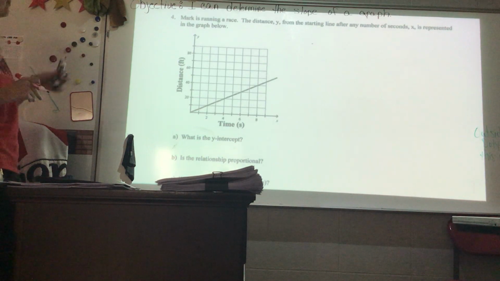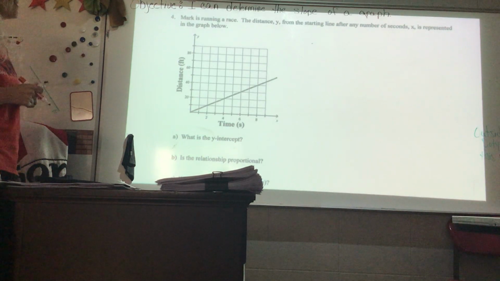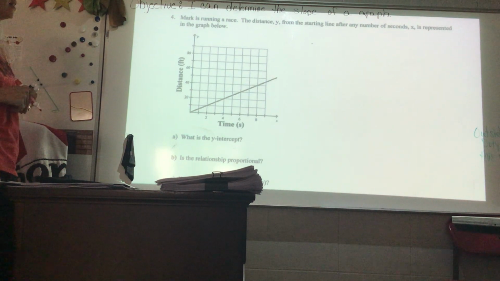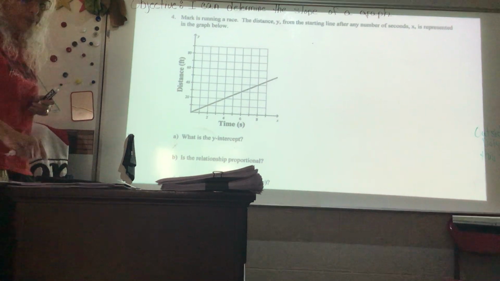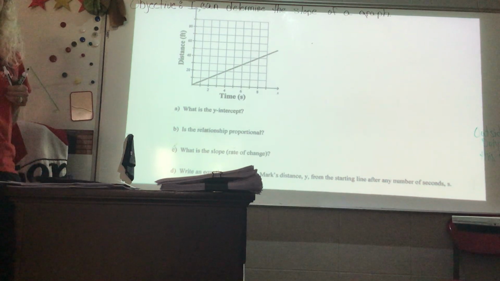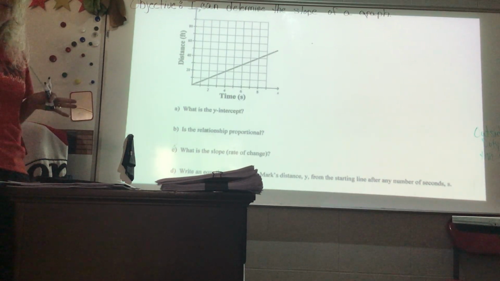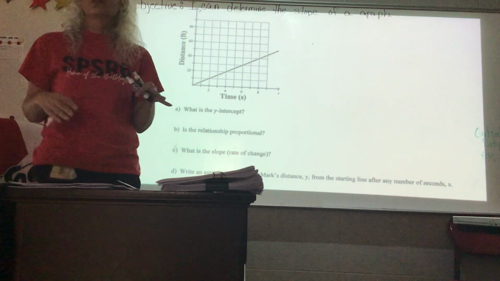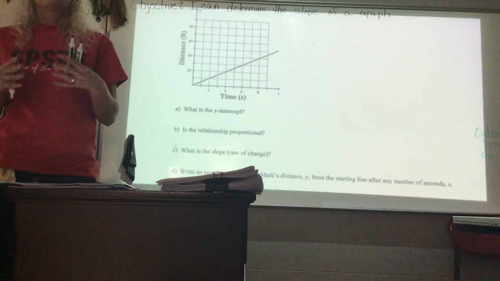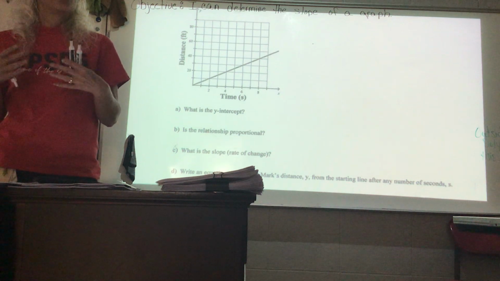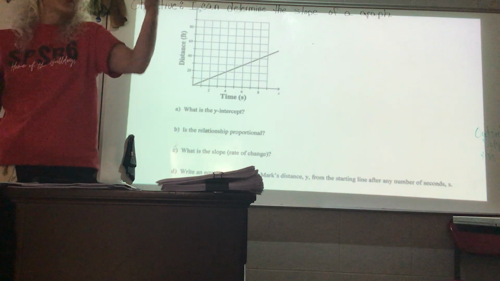Okay, so on number 4, it says Mark is running a race. The distance, y, from the starting line after any number of seconds, x, is represented in the graph below. Just looking at the graph, put your pencils down. I don't want you to think about answering any of the questions. I just want you to look at the graph and figure out what you understand by just looking at the graph. So what is something that you can come up with, Aaron?